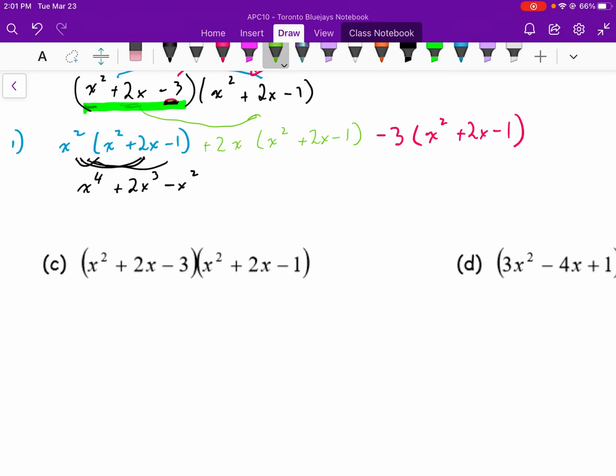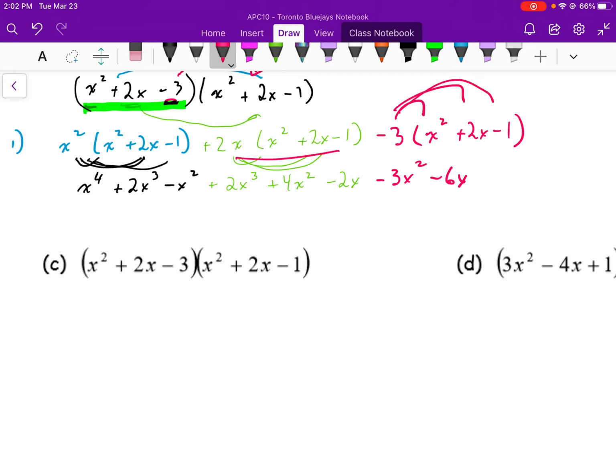Then I move on to the next grouping of multiplications. 2x times x squared, well, that's 2x cubed. And then 2x times 2x is 4x squared. 2x times negative 1 is minus 2x. So I'm done with this second grouping here. Now on to the last. Negative 3 times x squared, so that's negative 3x squared. Negative 3 times positive 2x is minus 6x. Negative 3 times negative 1 is positive 3.